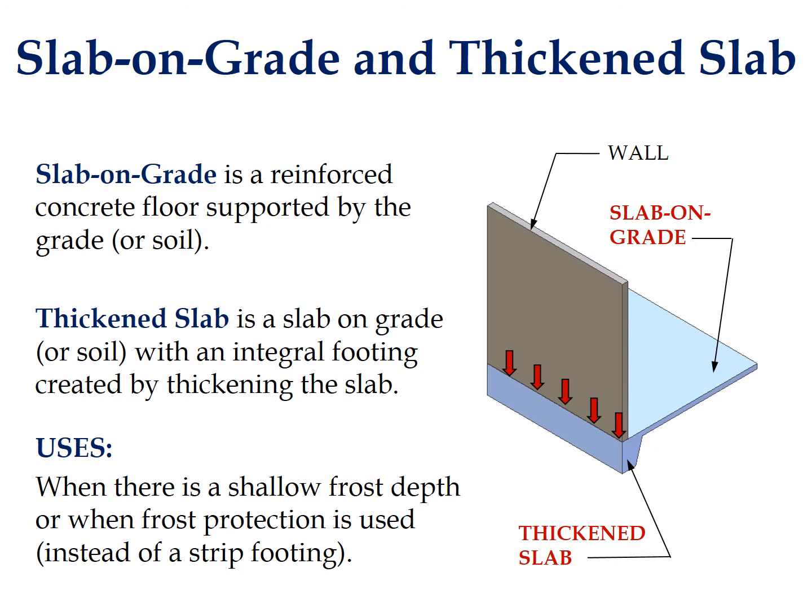Slab-on-grade is a reinforced concrete floor supported by the grade or soil. Thickened slab is a slab-on-grade or soil with an integral footing created by thickening the slab, as shown on the image on the right. Uses of these types are when there is a shallow frost depth or when frost protection is used instead of a strip footing.